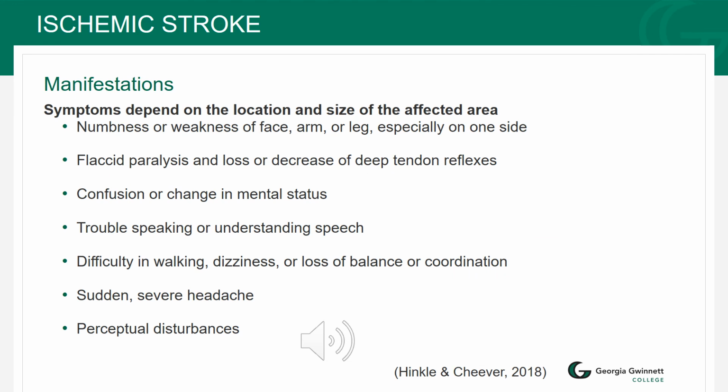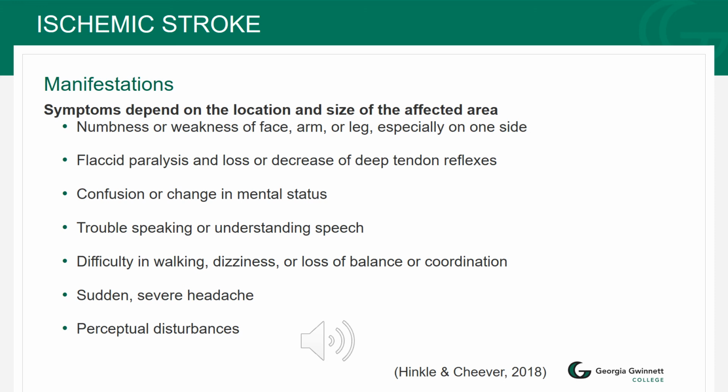So what's it going to look like when a client of yours has an ischemic stroke? What are the clinical manifestations? That is really going to depend on the location and the size of the affected area. We talked a little bit ago that the first thing that we typically see is numbness or weakness of the face, arm, or legs on one side of the body. Flaccid paralysis means, if their arm is impacted, their arm will just go limp. Arm kind of hangs limp. They may have a decrease of deep tendon reflexes.